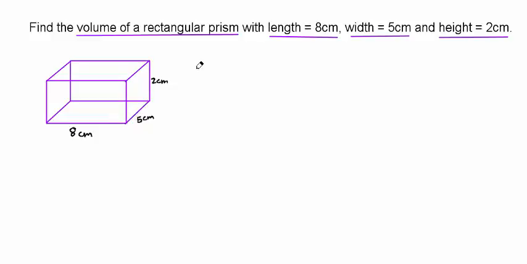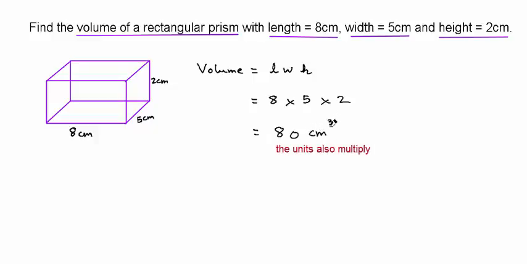And that doesn't matter as long as you know how to find the volume of a rectangular prism by multiplying its length, width and height, which is equal to 8 times 5 times 2. 8 times 5 is 40, 40 times 2 is 80. So we have 80 cubic centimeters as the volume. Let's try another one.